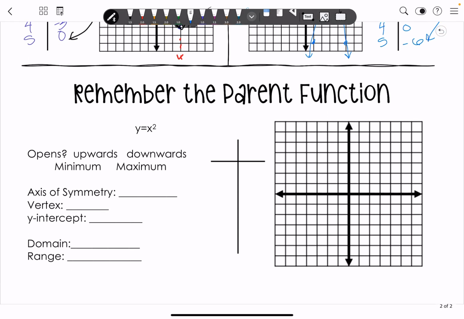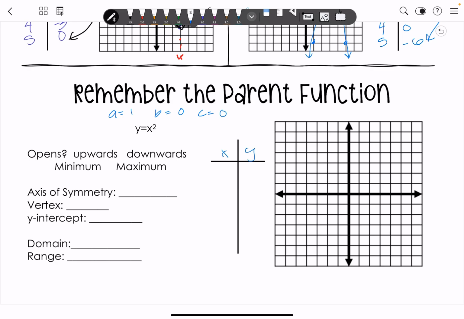All right, so I want you to remember the parent function. This is going to help you graph any single parabolic function that you're going to see. And you can graph anything using vertex form too now, because you're just moving this parent function along. And you can use this table to help you. So you'll recall that it's A equals 1, B is 0, and so is C.